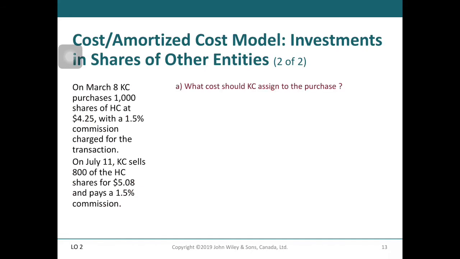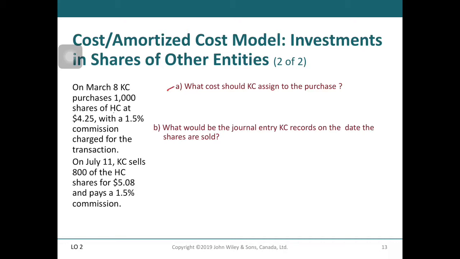Let's see the example. On 8th of March, KC purchased 1,000 shares of HC at $4.25 with a 1% commission charge for the transaction. And on July 1, KC sells 800 of the HC shares for 5.08 and pays 1.5% commission. Question A: what cost should KC assign to the purchase? How much did KC pay?